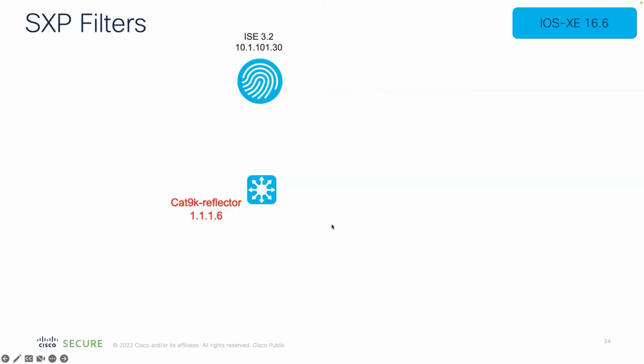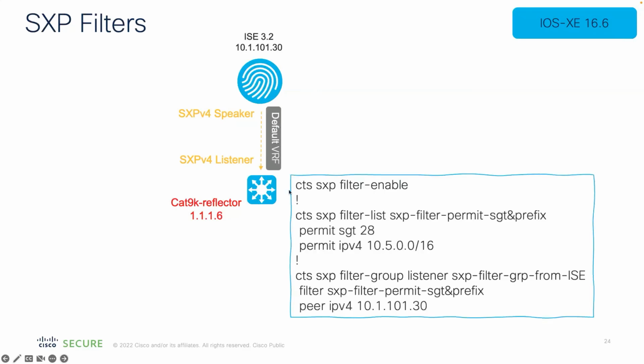And we can quickly see here an example of ISE sending mappings down to the Cat9K reflector. On the reflector, you can enable the SXP filter. You can have a filter list to say permit SGT 28 or permit IPv4 prefixes. So you can deny or permit SGTs as well as prefixes, IPv4 or IPv6. And there's an implicit deny, so it will only permit this one SGT and this one prefix.